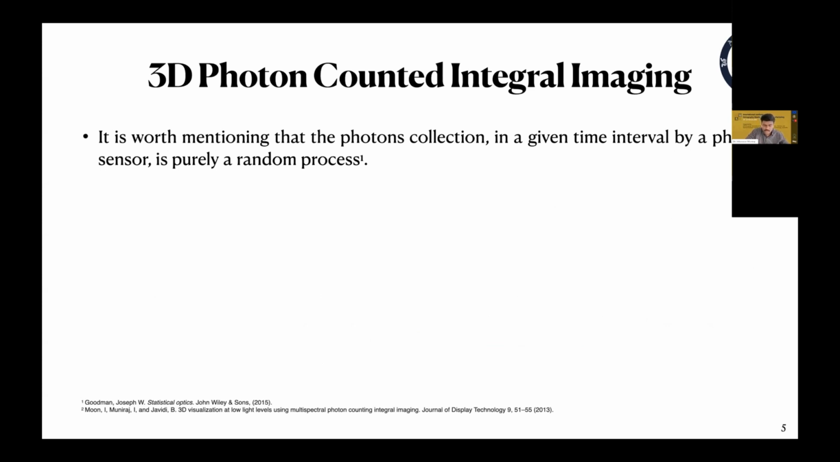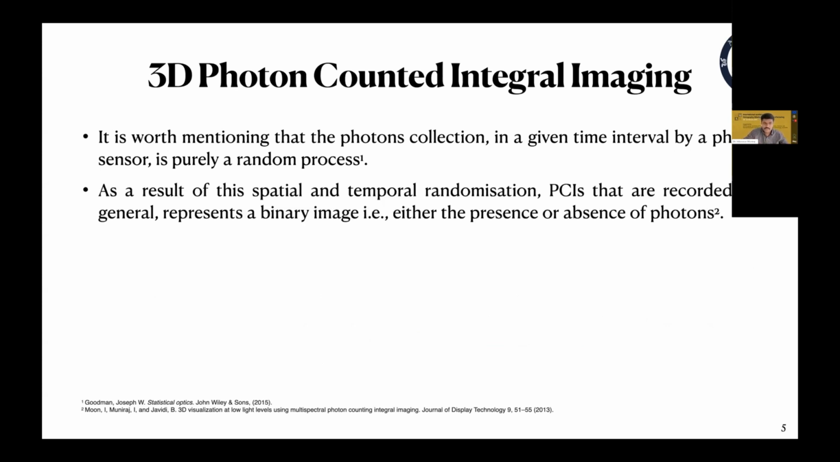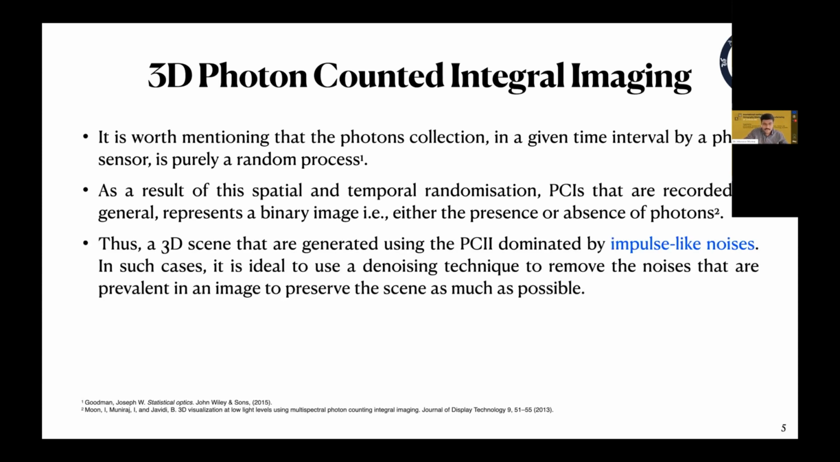As we know, whenever we want to capture an image in an imaging sensor during a particular time, the photons travel in a random way. They don't travel in one go; they travel in multiple random ways, because of this spatial and temporal randomization. Because of this, the photon counted images that we capture usually represent a binary image, as in you either see the scene or you don't. Just like a binary, either there is a photon at a pixel or not, zeros or ones.